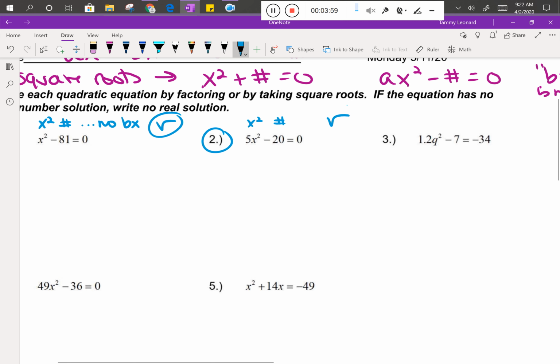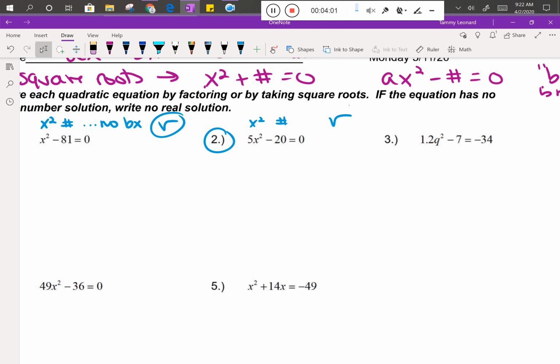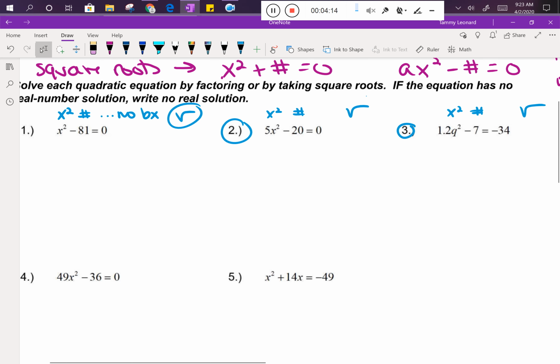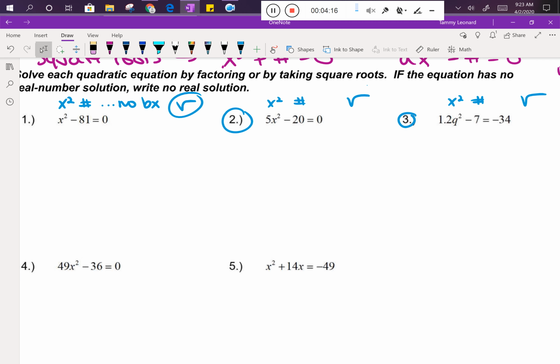All right, number 3 looks a little intimidating because there's a decimal in there. We'll do that one together today as well, but let's look at it. Notice it has something squared and a number, so we can solve this one by taking square roots. Let's look at the bottom row. I see a number times x squared, and I see a number, so again we can solve by taking square roots. We're 4 for 4.